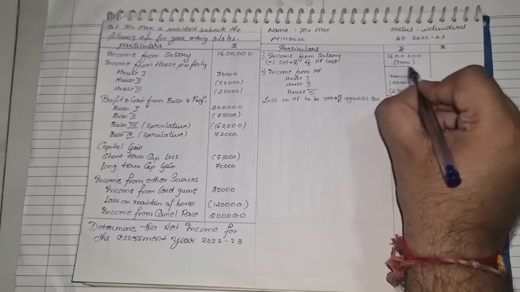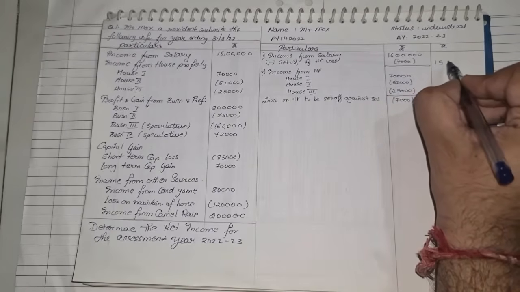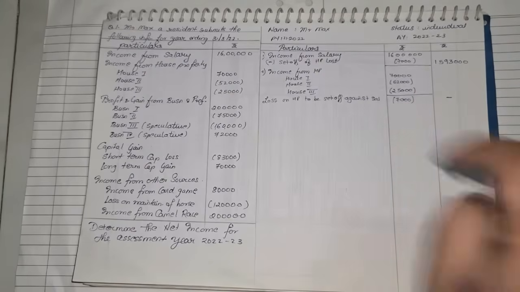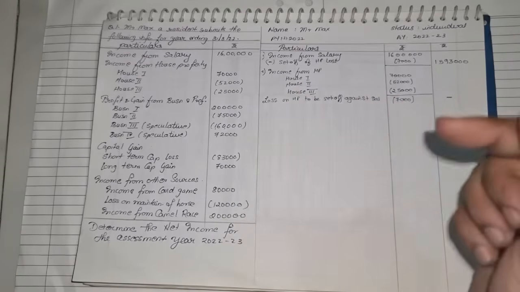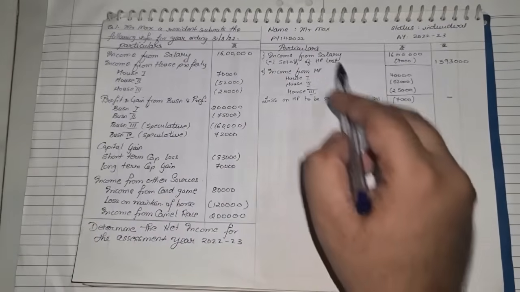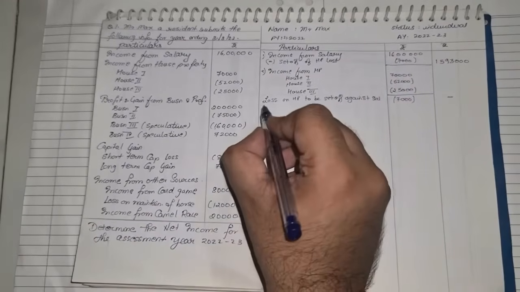So this will come to, if I minus 7,000, this will become 15,93,000. Okay, so my income from salary, what we did here is house property, it was negative, and the rule was loss of house property can be set off against any of them. So we are setting it off with income from salary, because the income from salary is a huge amount. Chalo, now we do the third one.